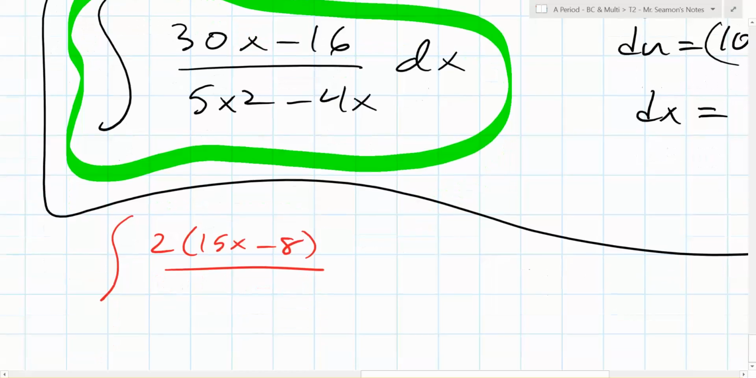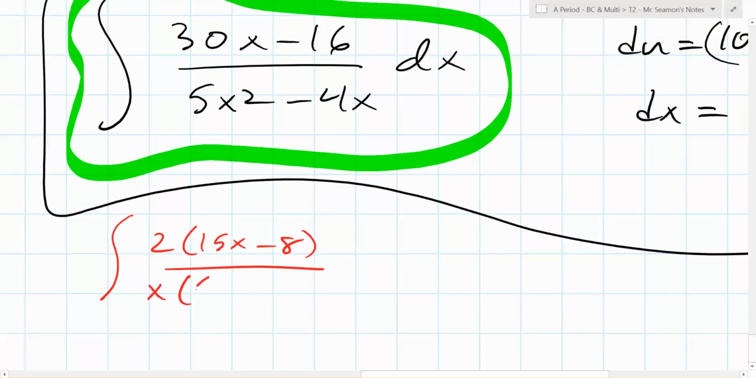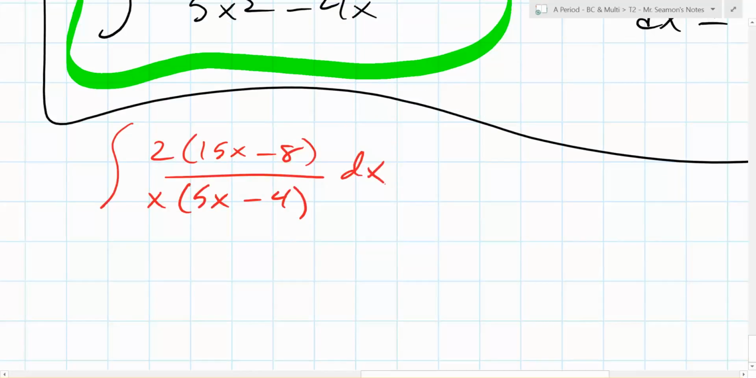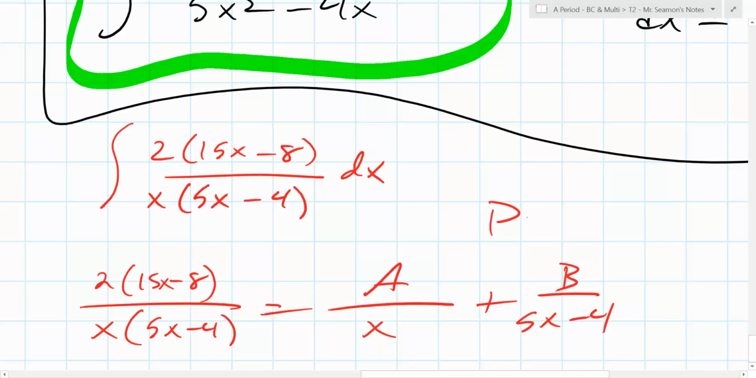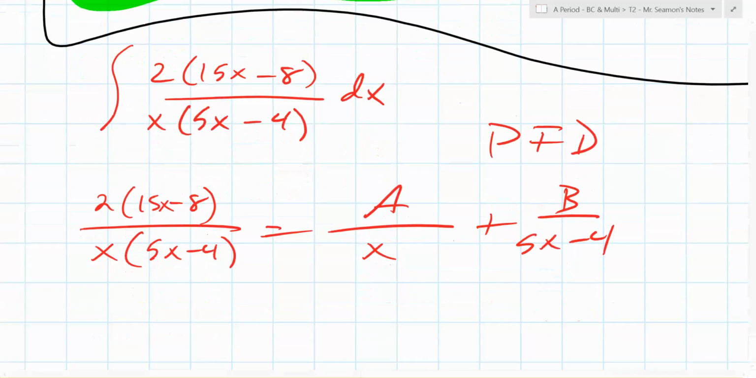And then at the bottom, people are like, okay, so this is gonna be x times 5x minus 4 dx, and then I was like, okay, the u substitution doesn't work, so I'm gonna look for 2 times 15x minus 8 over x times 5x minus 4 is equal to a over x plus b over 5x minus 4. What's that called? Partial fraction decomposition. And you know what? You can do it with PFDs, right? It's interesting. I was like, oh, I'm confident I can do that.